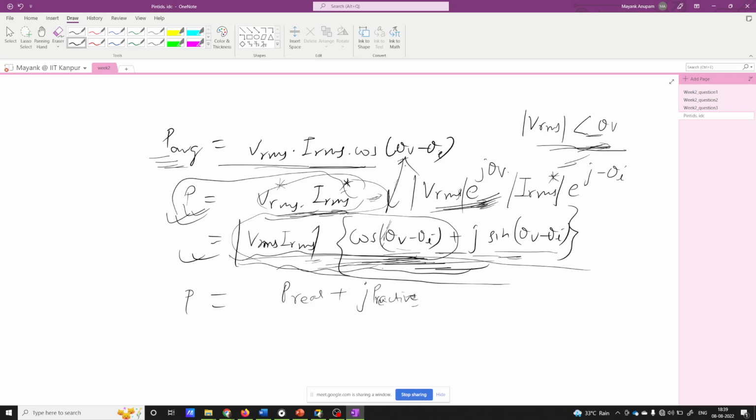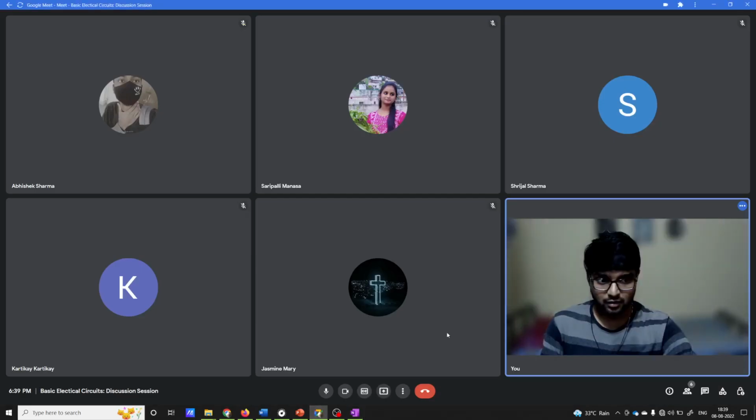Right. If there is a question of calculating total power, then you will have to calculate average power. But in general, it will be written there to calculate real power. But yeah, if nothing is given, then you need to calculate real power only, average power. Okay, fine. So moving ahead.